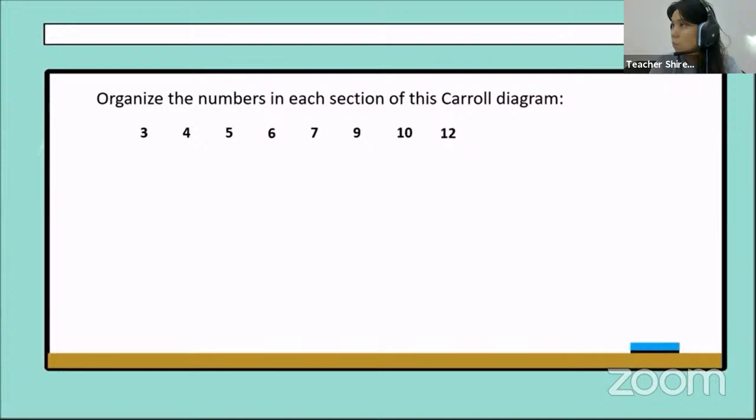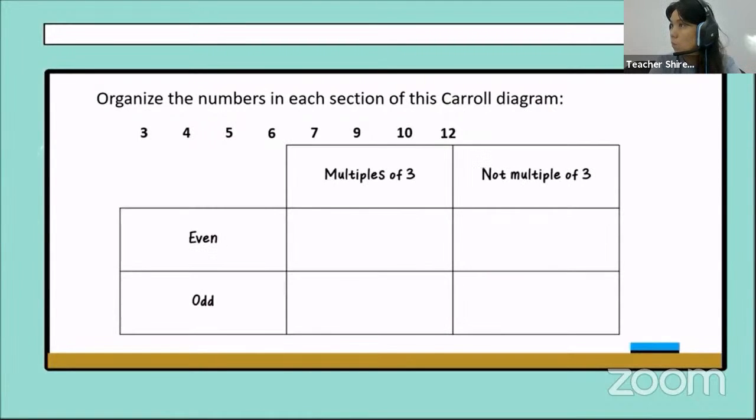We have different numbers: 3, 4, 5, 6, 7, 9, 10, and 12. Here appears our Carroll diagram. In the first column we have multiples of 3. Remember, that whole column is multiples of 3. In the second one we have numbers that are not multiples of 3. Now, in the first row we have even numbers, and in the last row odd numbers.